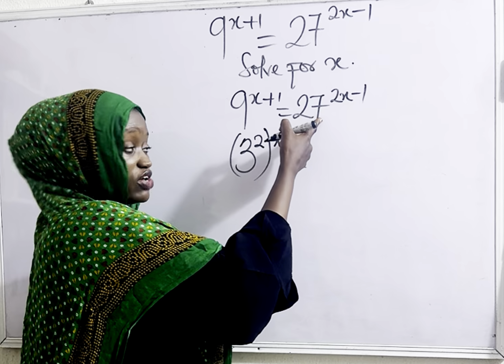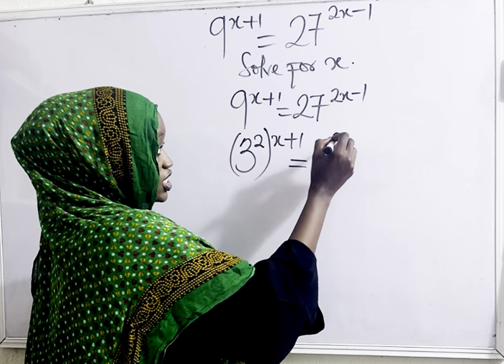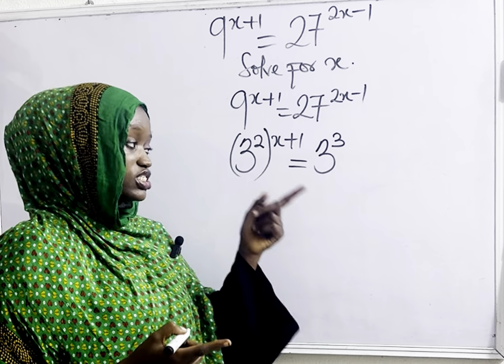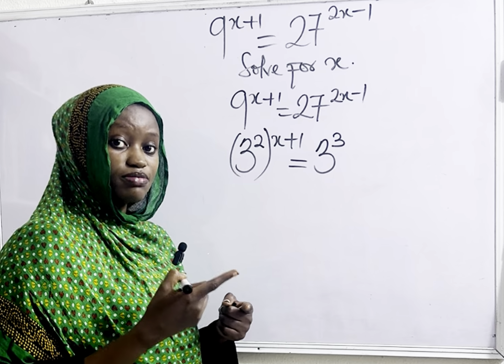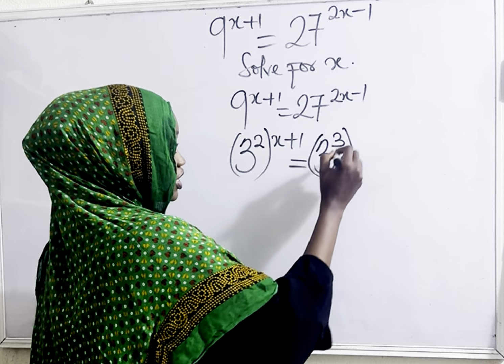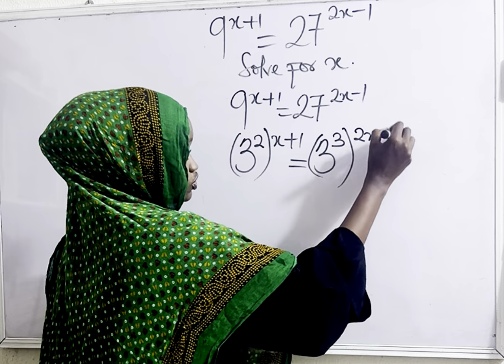Now let's also make this 27 base 3, that is 3 to the power of 3. Multiplying 3 three times gives 27. 3 times 3 is 9. 9 times 3 is 27. I will put this in brackets because we have a power here, 2x minus 1.